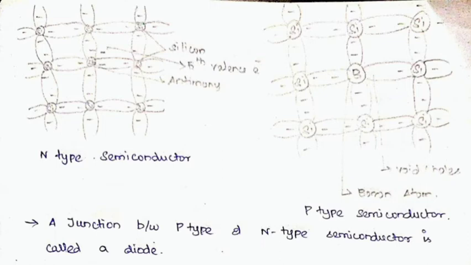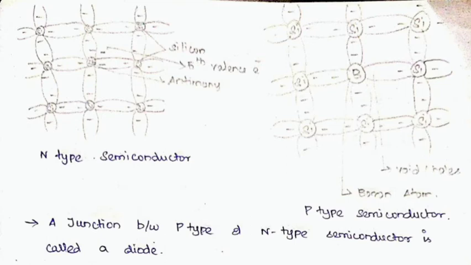So the names n-type semiconductor and p-type semiconductor are based on the majority charge carriers in that semiconductor. We can summarize: the n-type semiconductor has majority carriers as electrons and the minority carriers are holes. In the p-type semiconductor, the majority charge carriers are holes and the minority charge carriers are electrons.